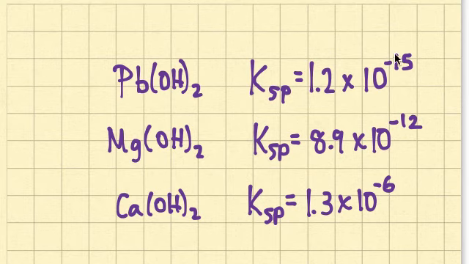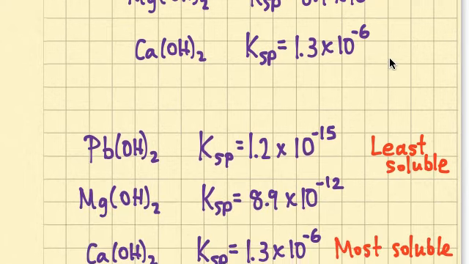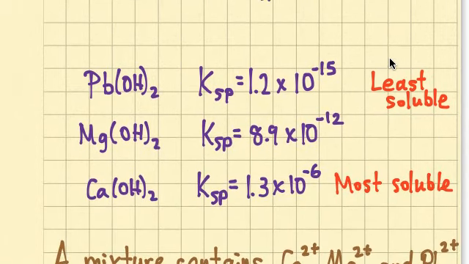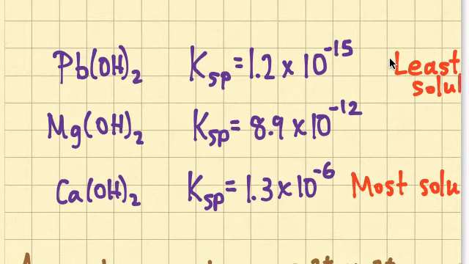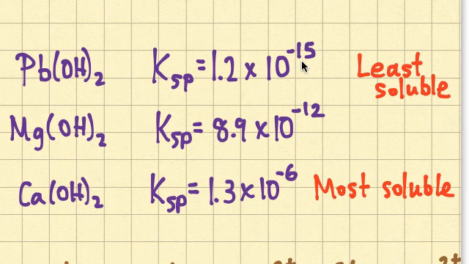If I have a small Ksp, what does that say about the solubility of lead hydroxide as compared to calcium hydroxide? This is fairly large compared to this one. Here's the deal: the smaller the number, the less of that substance dissolves in the water, dissociates. So I say it's the least soluble, and the other one's the most soluble. I can do that because it's a 1-to-2 ratio, 1-to-2, 1-to-2, 1-to-2.